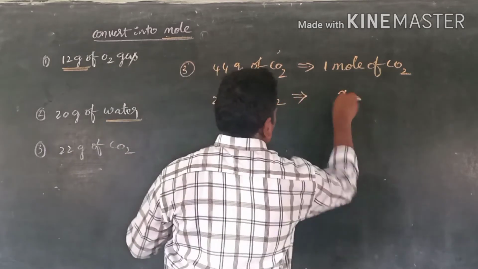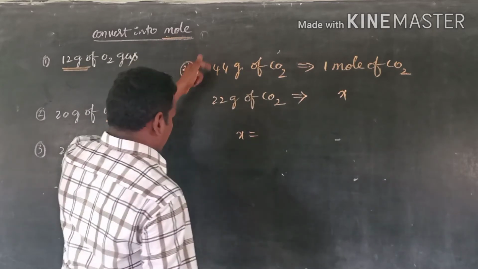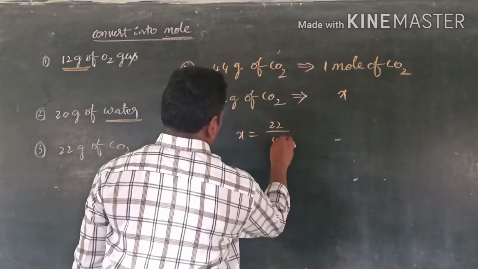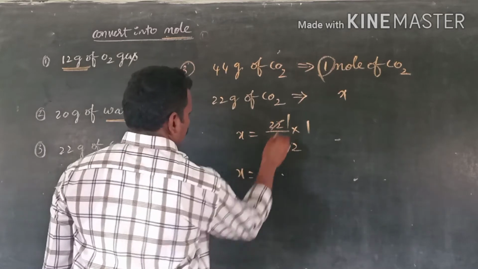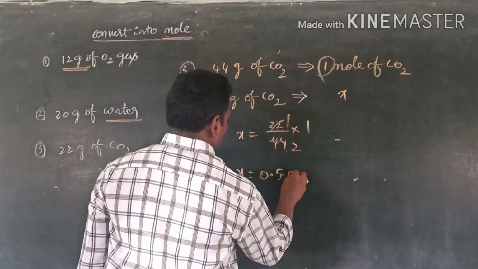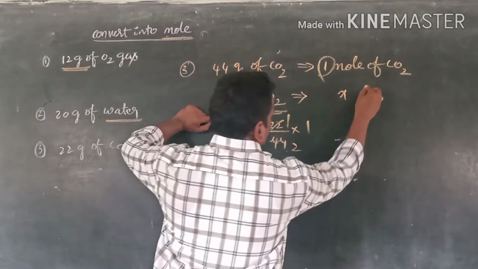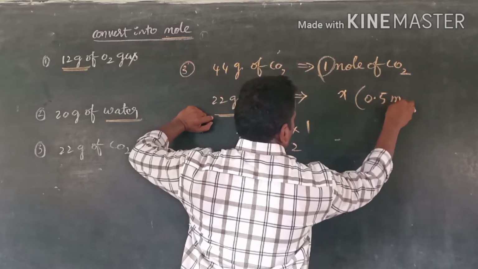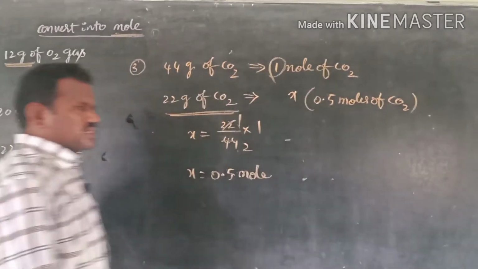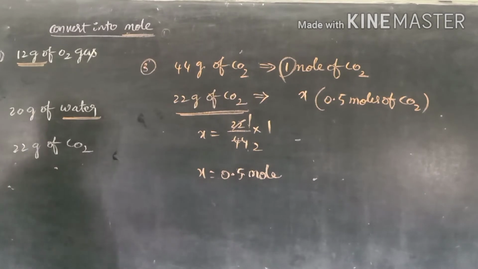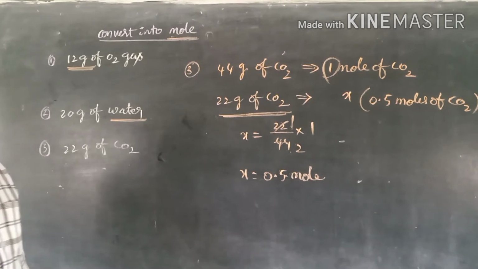That is nothing but how many moles are there? That is nothing but X moles. Now X is equal to 44 becomes 22. Now 22 by 44 into 1. Ones 2. Now 1 by 2 is nothing but 0.5 mole. This means 22 grams of CO2 is equal to 0.5 moles of CO2. Like this we should solve some of the problems. Of course, one more problem is there, a table column. Let us discuss that problem also.